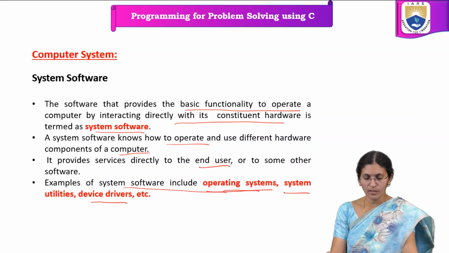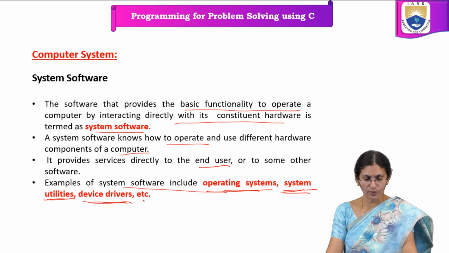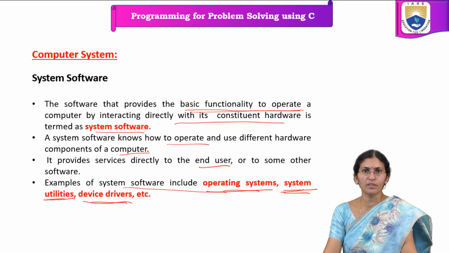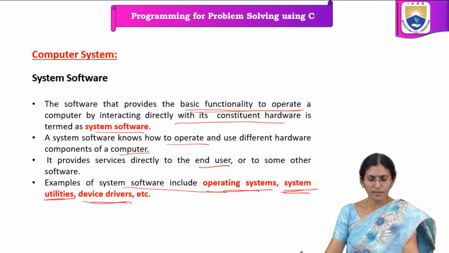We'll discuss the important features of the operating system, what a system utility is and what software comes under it, and then device drivers, etc. System software provides the basic functionality to operate a computer by interacting directly with its constituent hardware. It acts as an interface between the user and the computer.